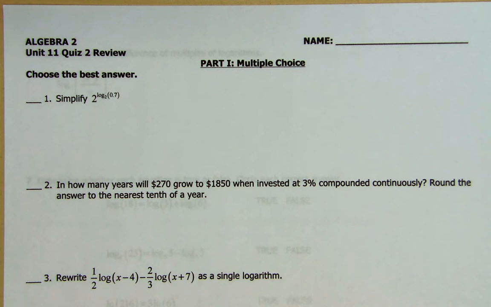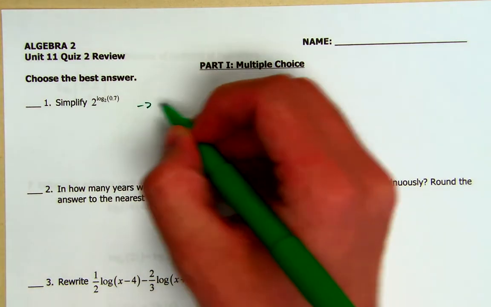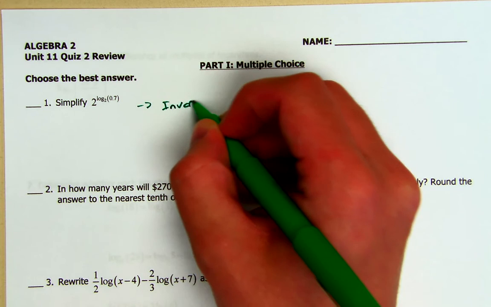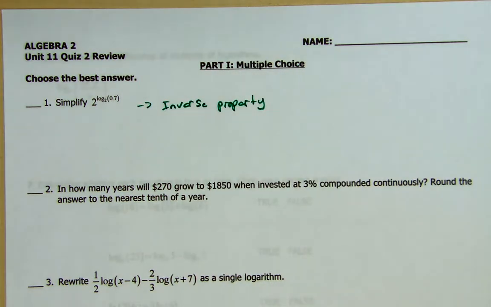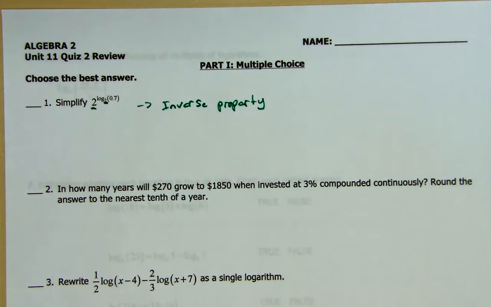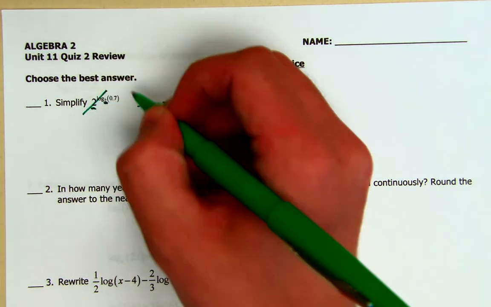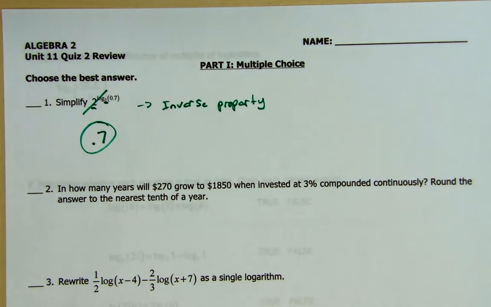Alright, so number 1. Simplifying. Well, first thing we should realize is that this is actually just an inverse property. So inverse property, what does that mean? I've got a log base 2, I've got a base of 2, so really this is just 0.7, and that's your answer. Easy as that.